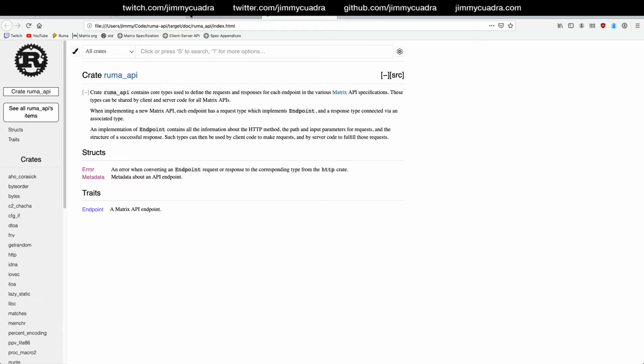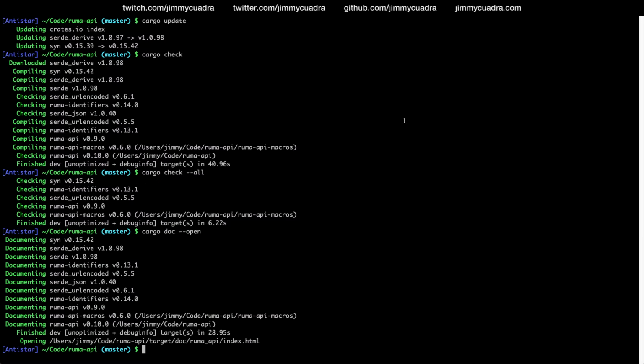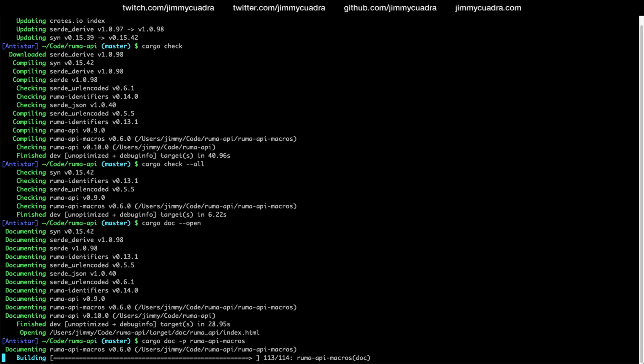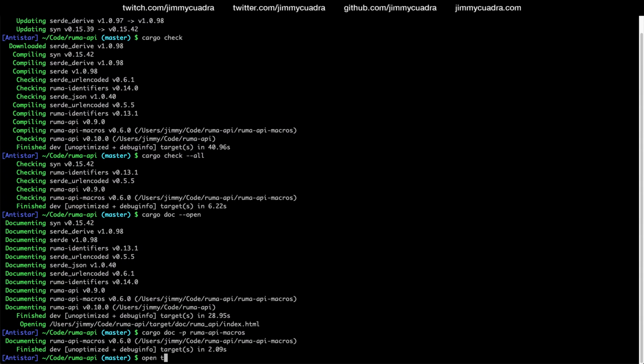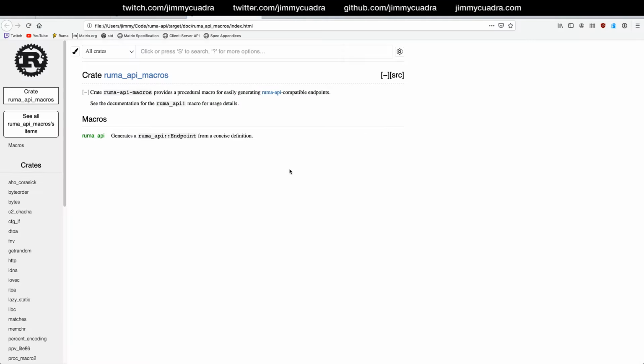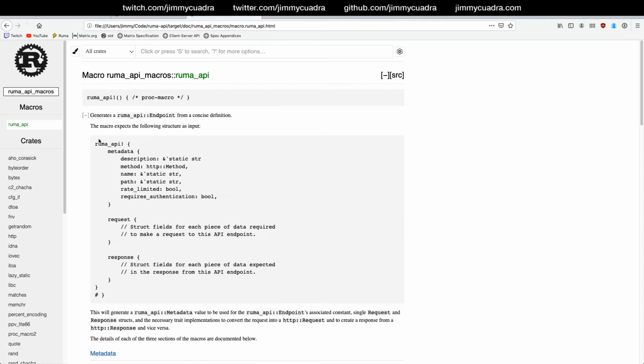Yeah. So this is, let's see, cargo doc -p ruma-api-macros. Okay, and let's open that up too. Ruma API macros. So here's Ruma API macros. All it has is this one procedural macro.